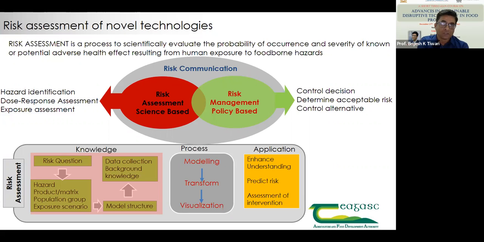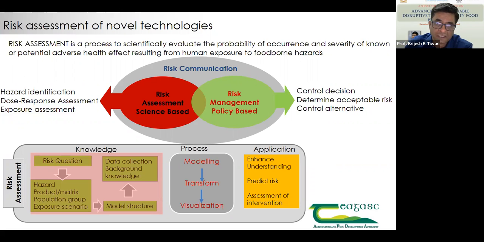So what is basically a risk assessment? Risk assessment is simply a process to scientifically evaluate the probability of occurrence and severity of potential adverse health effects which may result from a foodborne hazard when it comes to food. Risk assessment is also done for any given process. When we work in a lab, every researcher has to carry out a risk assessment of the process they are going to employ.